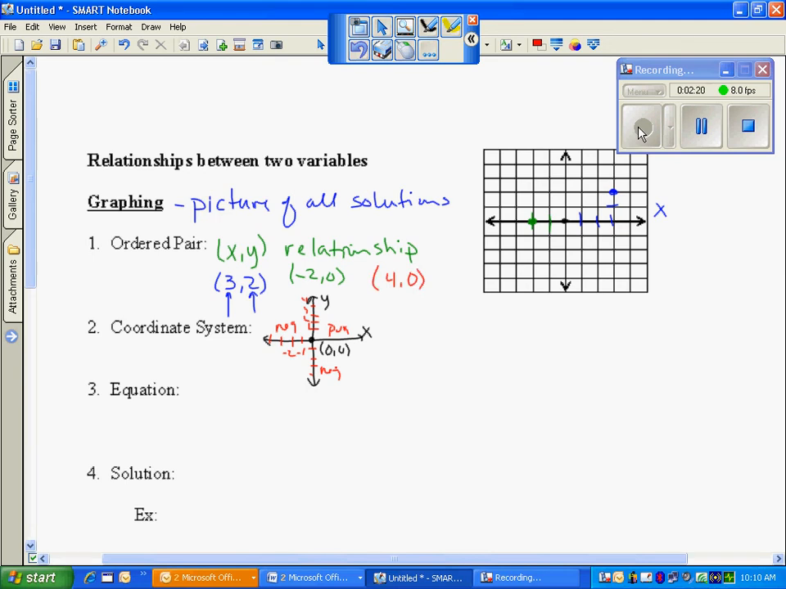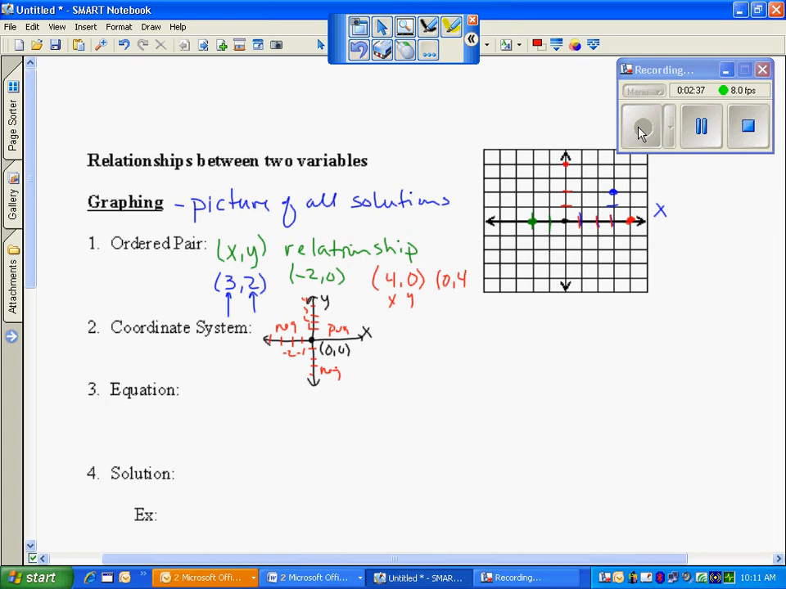This case says go right 4, and up 0. This is the x, this is the y. If I wanted to go up 4, it would have been 0, 4: 0 in the x and 4 in the y.